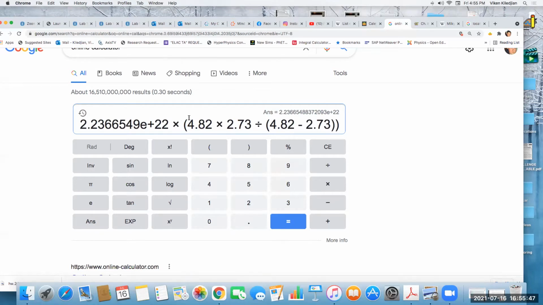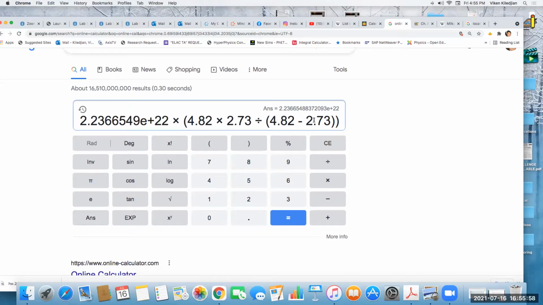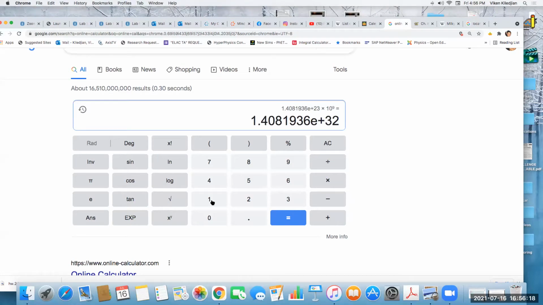I'm multiplying that by opening a parentheses. I'm doing 4.82 times 2.73 divided by, but then now I have to make sure, put a new parentheses because the calculator should know that this is together. Okay? Equals, then I multiply that by an extra 10 to the 9th, and then I divide it by 1,000, right? Because I went from parsec to kiloparsec. So that's 1.408 times 10 to the 29.